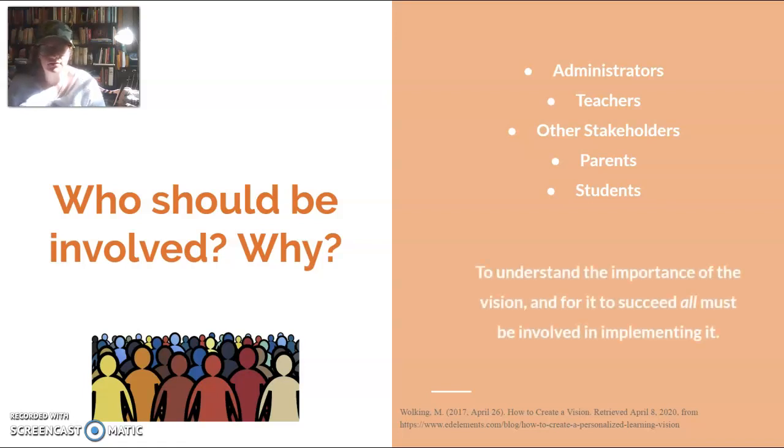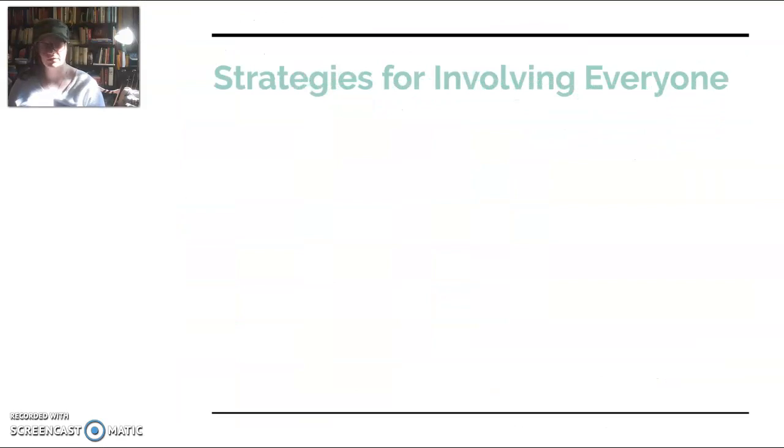So why? To understand the importance of the vision, and for it to succeed, everybody must be involved. All must be involved in implementing it. When we start having weak links, put it that way, dropping out, it's going to become less important, and the need and those goals are going to fade over time. So when everybody's invested, the more likely it is to succeed. So we need a strategy for involving all these people.